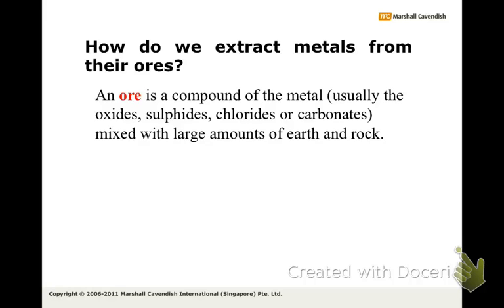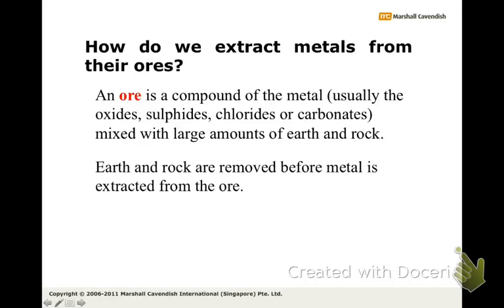Okay, before we understand what extraction is all about, we need to know what an ore is. An ore is a compound of the metal. It is usually combined with oxides, sulfides, chlorides, or carbonates, and a large amount of earth, rock and dirt. So that's what ore is basically all about. It's like rojak. Your metals are just mixed up with all the other elements or compounds. Now, to get rid of the earth, rock, and dirt is very easy. Basically you can just remove it physically.